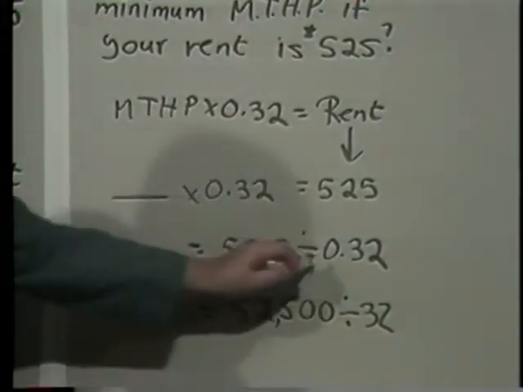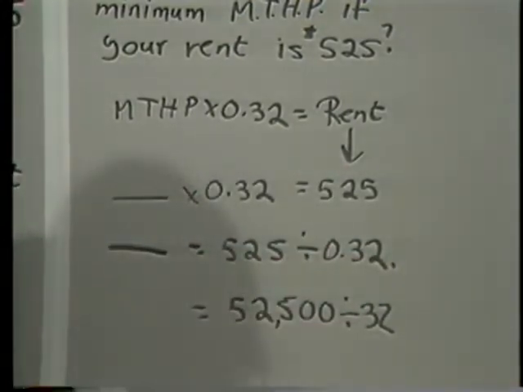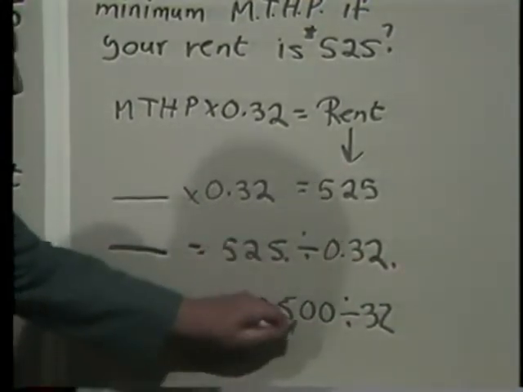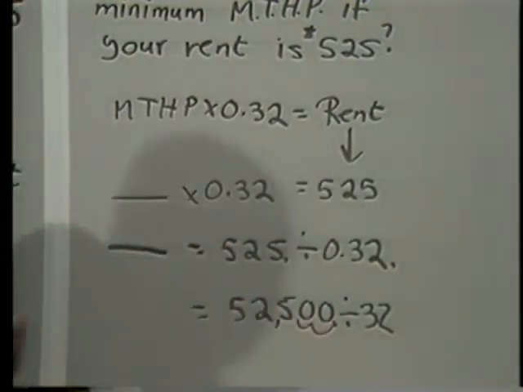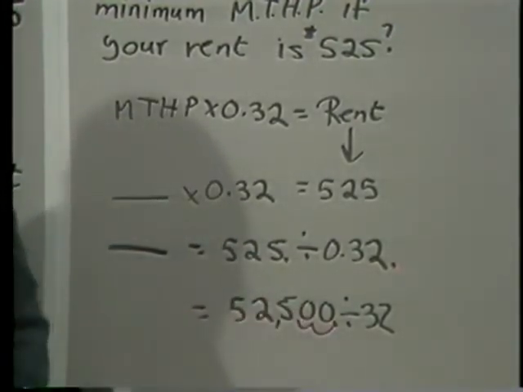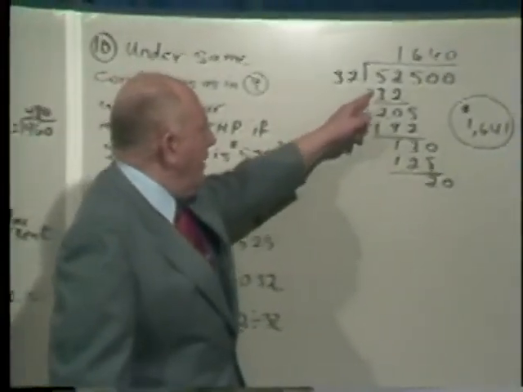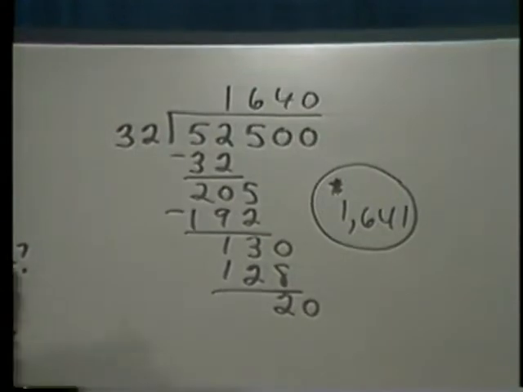How do we do this problem? To make this into a whole number, move the decimal point 2 places to the right. If you move it 2 places to the right here, you also have to move it 2 places to the right here. So we're now going to take 52,500 and divide that by 32. 32 goes into 52,500. Well, we get a couple of minutes.